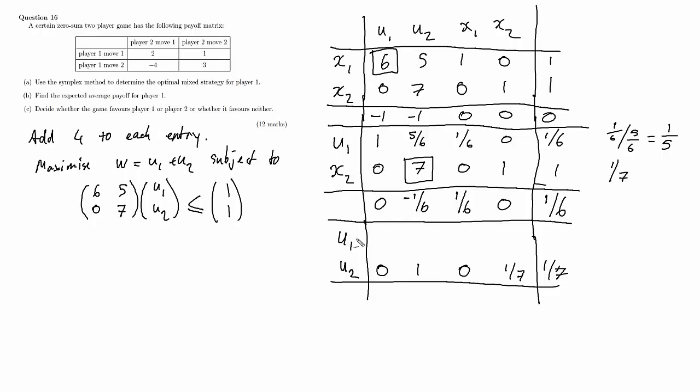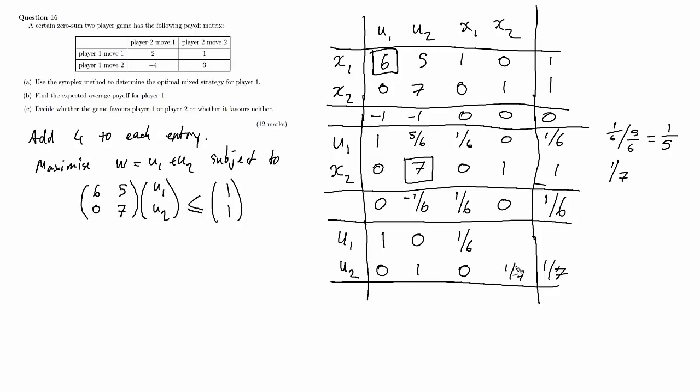We want our U1 row to have a 0 in this entry. We currently have 5 on 6 in that row, so we subtract 5 on 6 times the U2 row from the above column. So 1, which is here, minus 5 on 6 times 0 is still 1. 5 on 6 minus 5 on 6 times 1 is 0. We have 1 on 6 minus 5 on 6 times 0, which is 1 on 6.